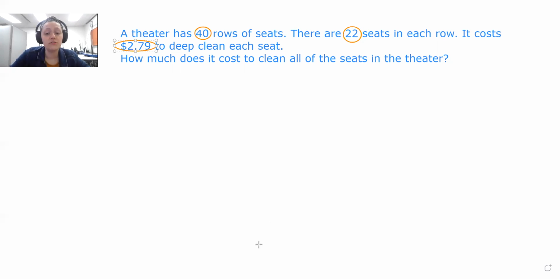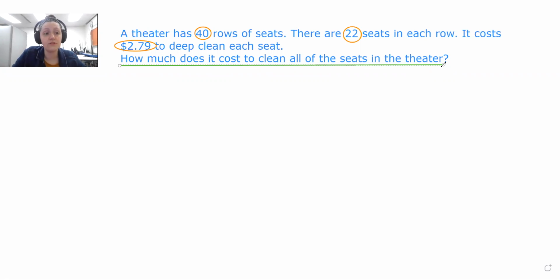My next step is to underline the question that I need to solve. Okay, so my question is pretty clear. It's the only question in this problem. It says, how much does it cost to clean all of the seats in the theater? So I know that I'm going to use these numbers to figure out how much it costs to clean every single seat in this theater.